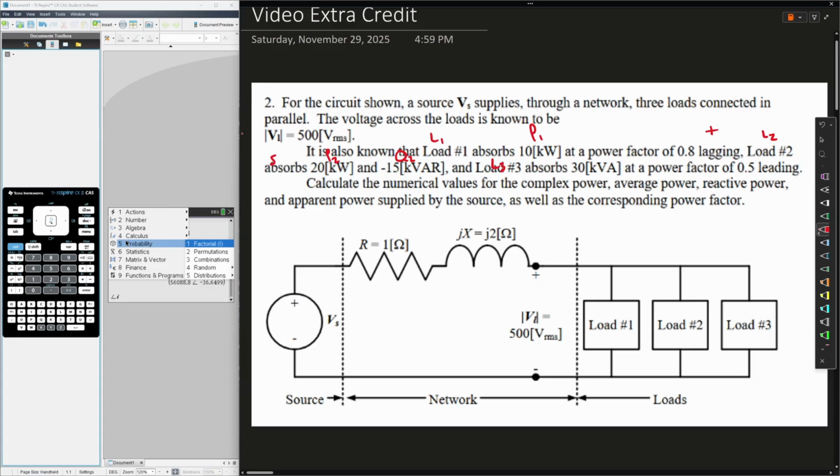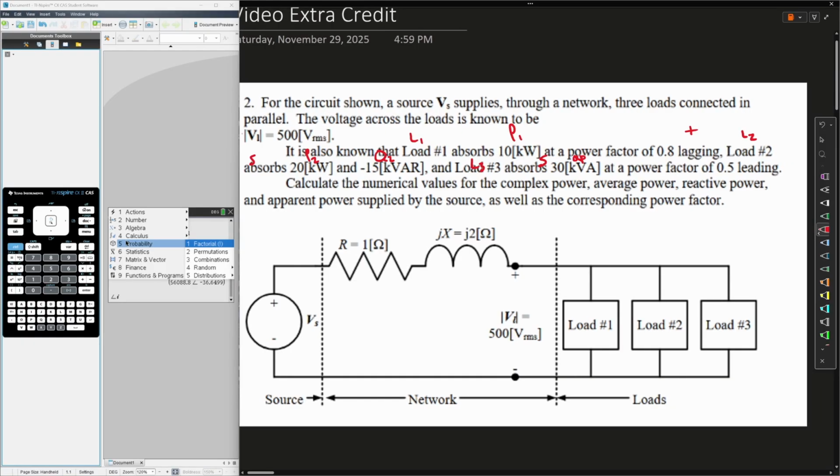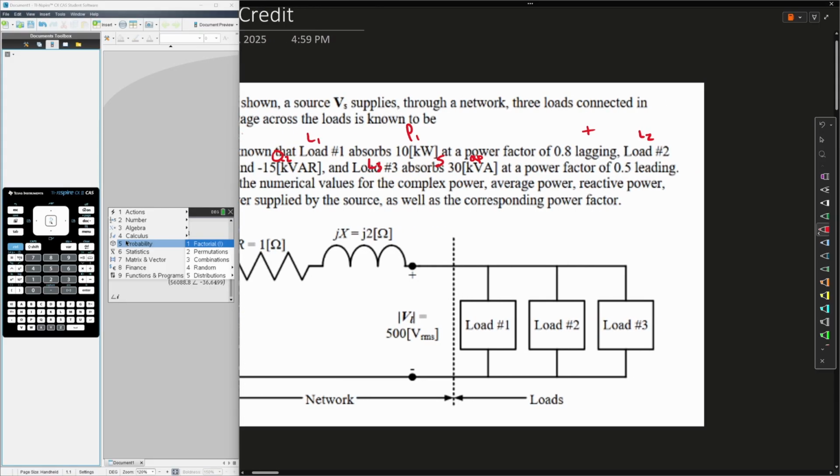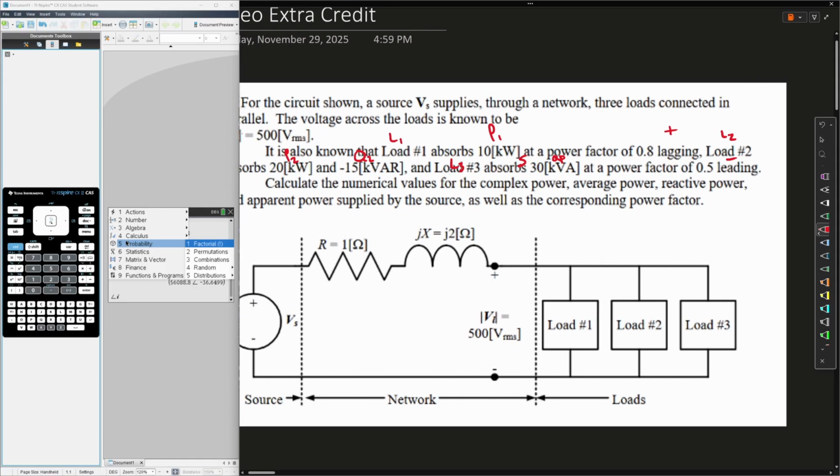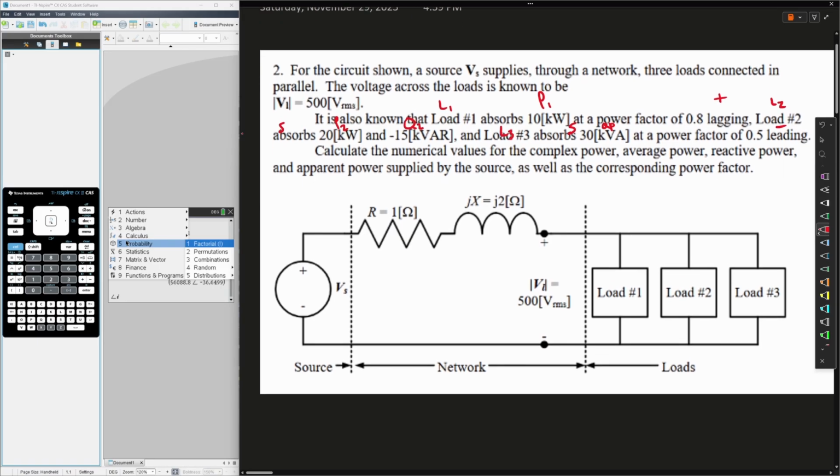30 kilovolt amps. So this is already in complex form. So this is our apparent power, at a power factor of 0.5 leading. So this would be negative, so capacitive.